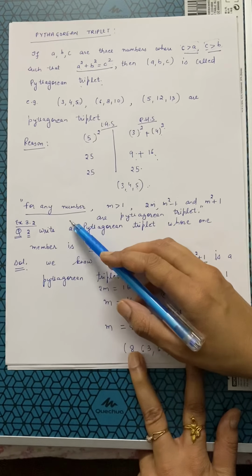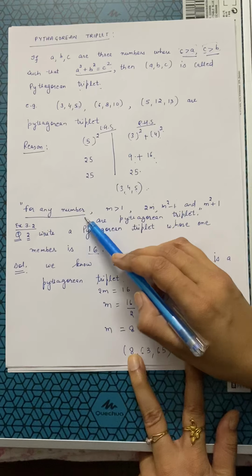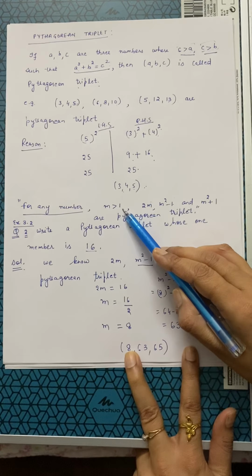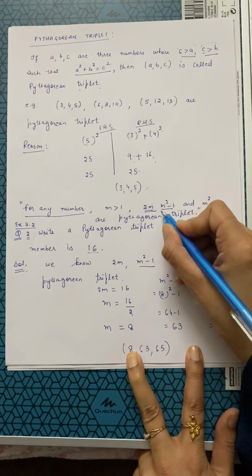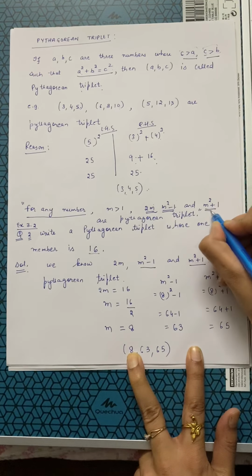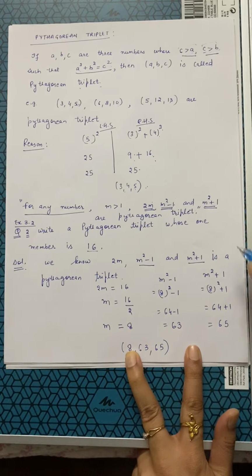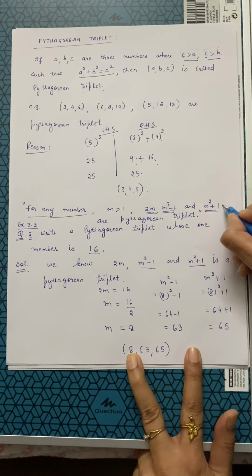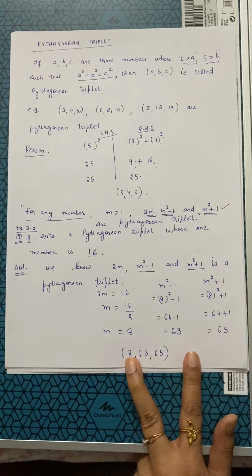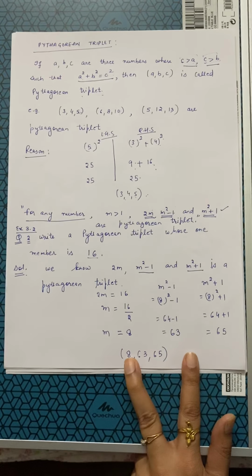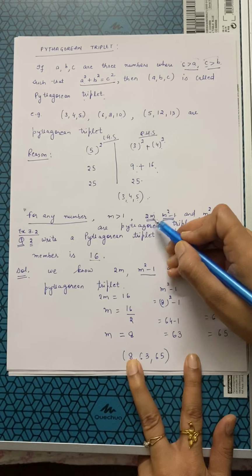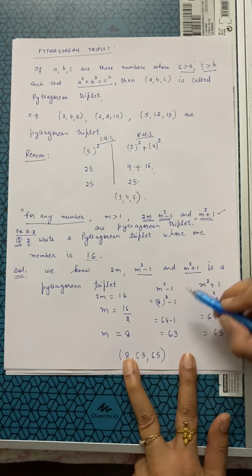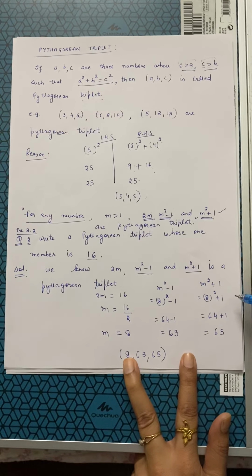Now there will be a few questions based on this. For any number m greater than 1, we have 2m, m square minus 1 and m square plus 1. We'll use these formulas to find the Pythagorean triplet. The questions will be like, you will be given one side of a Pythagorean triplet and you need to find the remaining 2.